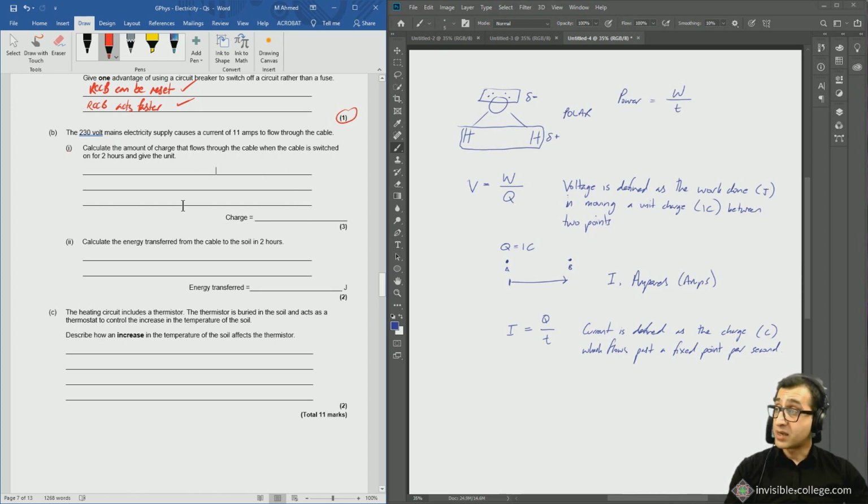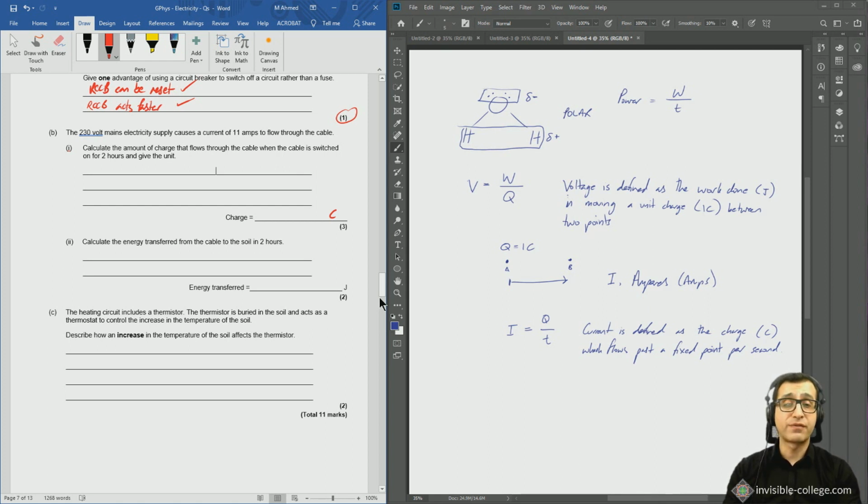You're being given 3 lines to show your working, you're being given 1 line for your answer, and there is no unit here. So you can assume that one of these is for the correct unit for charge, which is of course coulombs, the standard unit of charge. So we can go ahead and straight away write coulombs here, because we know that the standard unit is going to be coulombs. Now, in this case, you're going to need to calculate the amount of charge that flows through the cable. So we're going for charge. Charge is Q.